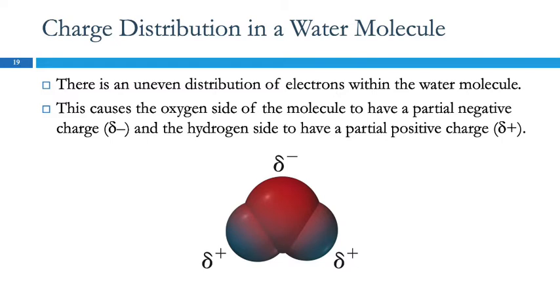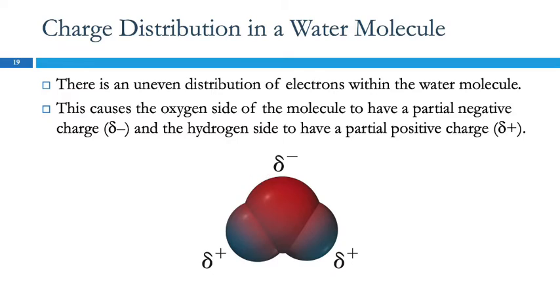So how are there attractions between molecules? Well, we have to talk about the charge distribution on a water molecule. There's actually an uneven distribution of electrons. So the oxygen end of the water molecule has the electrons spend more time over there, and so this has a partial negative charge. And so we use this lowercase Greek delta, which looks like a letter D with a posture issue. That represents a partial charge.